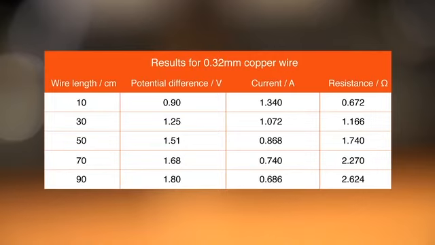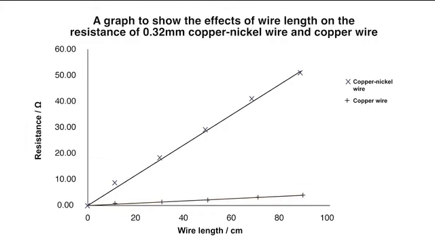The additional data is plotted out onto the graph so that the factors that affect the resistance of the wire can be compared. Each line is labelled so they can be identified. The graph shows that the relationship between wire length and resistance is directly proportional.